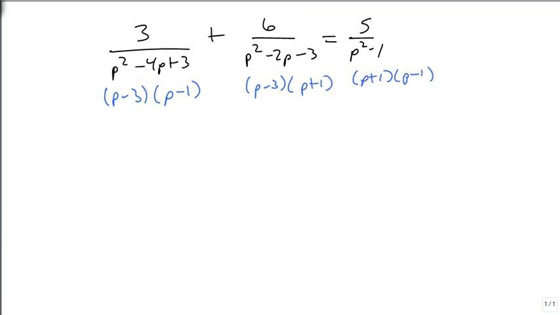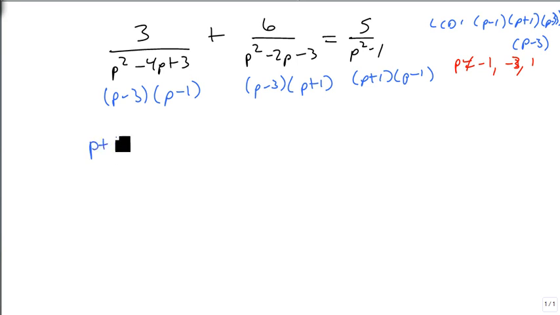And so our LCD is p minus 1, p plus 1, p minus 3. And p cannot equal minus 1, 3, or 1. So now we're just going to multiply everything by the LCD, and we just get what it's missing.